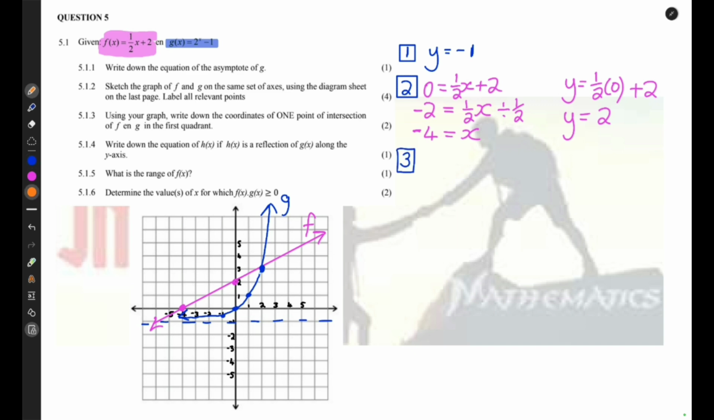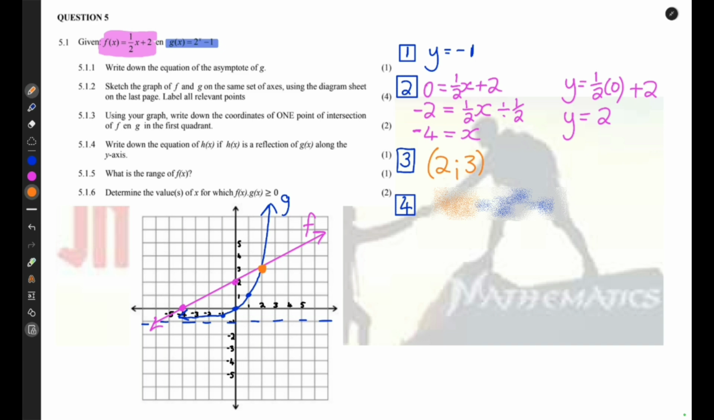For question 3, using your graph, write down the coordinates of one point of intersection between F and G in the first quadrant. I can see they are talking about that specific dot, and that dot is 2 units to the right and 3 units up. So for that, I get my 2 marks, one for X, one for Y.